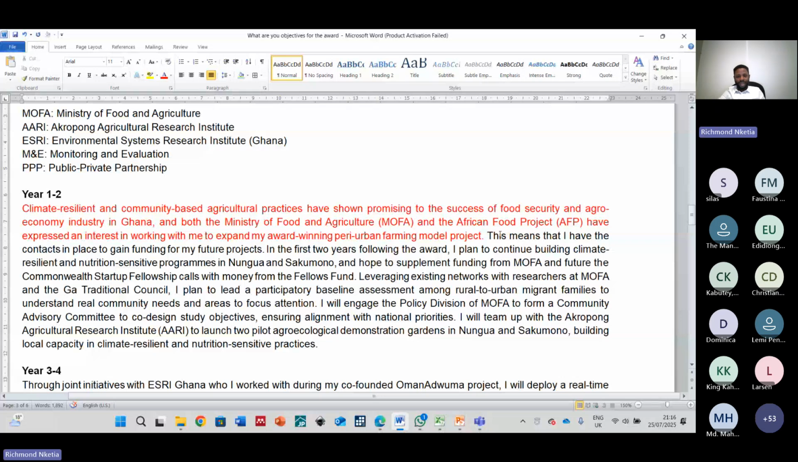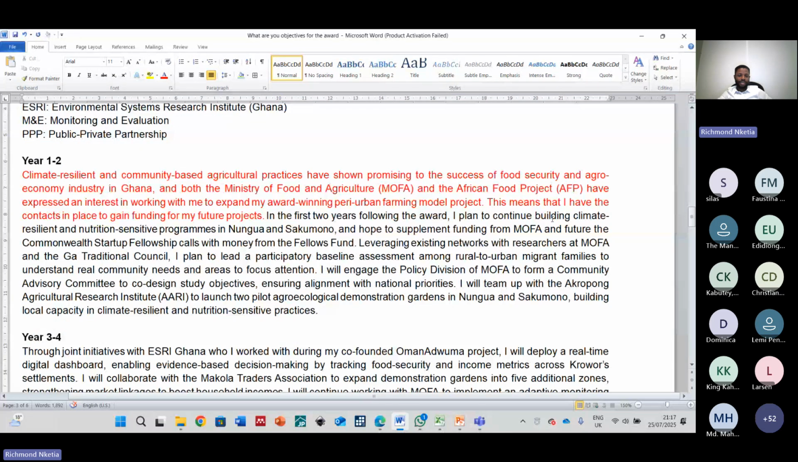So this means that I have the contacts in place to gain funding for my future research. So here is where the real statement starts. In the first 2 years following the award, I plan to continue building climate resilient and nutrition sensitive programs in Nungua and Sokuma. I'm just translating what I've written in the tables into text, and hope to supplement funding from the Ministry of Food and Agriculture in future.